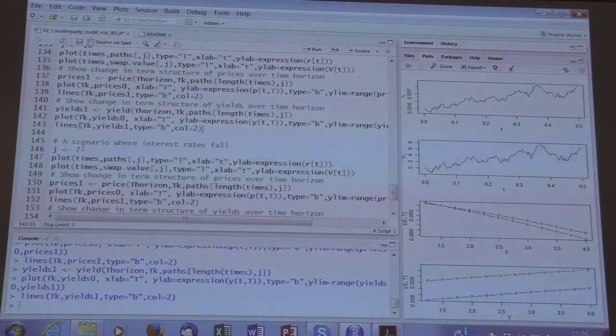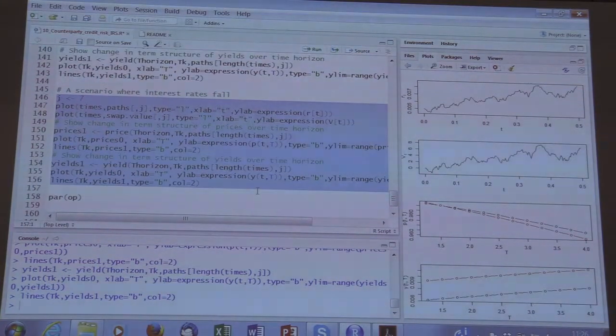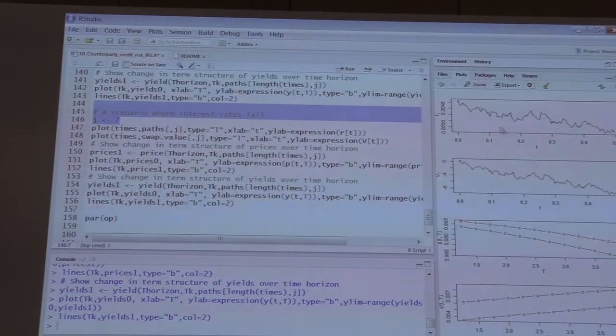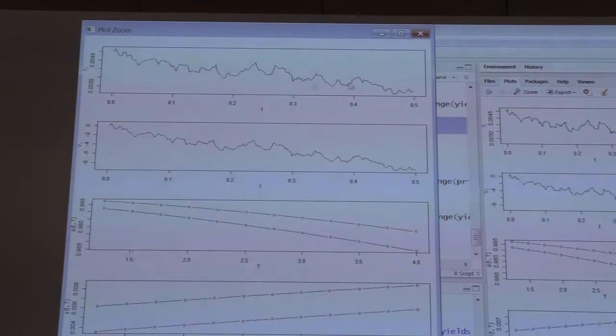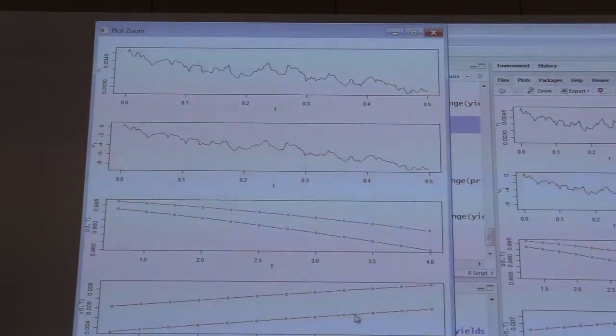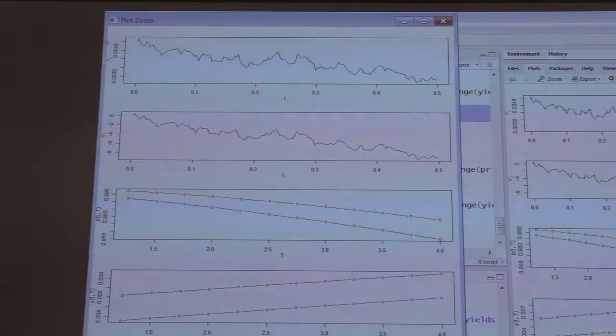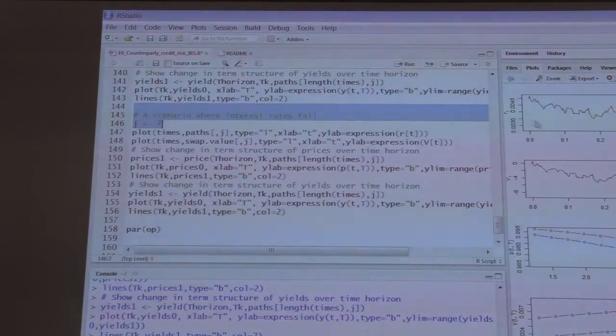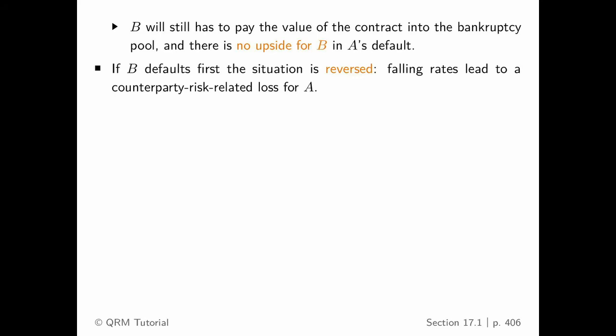And similarly, when interest rates fall, that's the seventh realization. Can plot the same stuff. So here you see the interest rate, the swap value, the change in bond prices, and the change in yields. Now yields go down. The swap has a negative value for B, and so he has no counterparty risk loss. And the size of the loss depends, of course, also on how large the interest rate is. So this is just to illustrate that point and to show what is particular for counterparty risk management, that the size of the exposure really varies. Good.